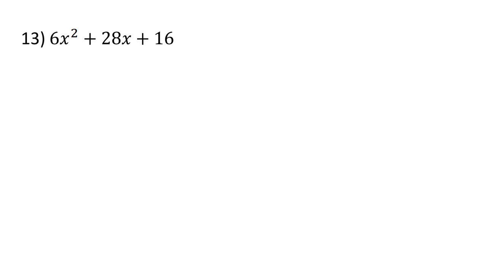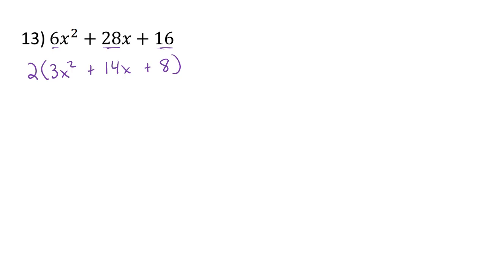16. So we have a trinomial. That's the one with 3 terms. So I notice that I have a 6, a 28, and a 16. Those are all even numbers, which lets me know that there's definitely a GCF here. It's probably a 2. So I'm going to take a 2 out. So I just divided each of those numbers by 2.